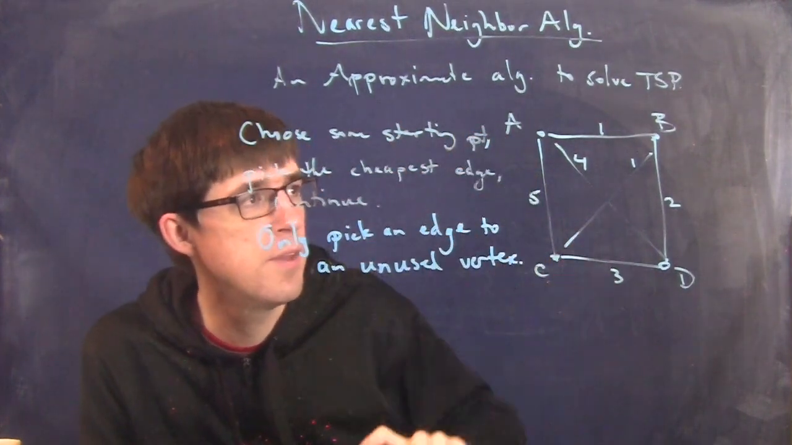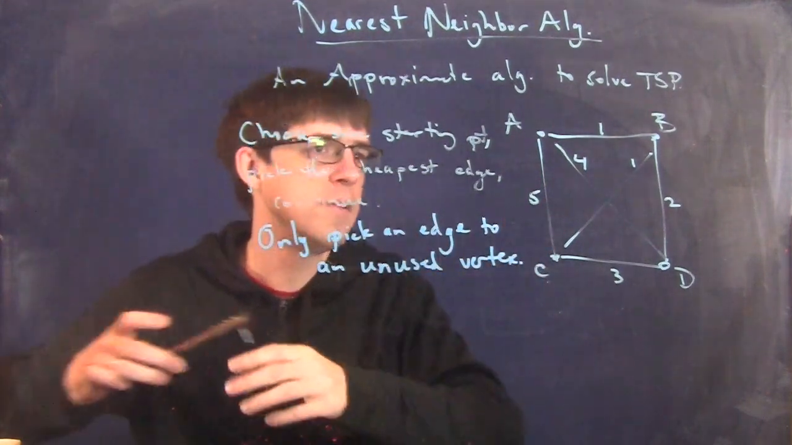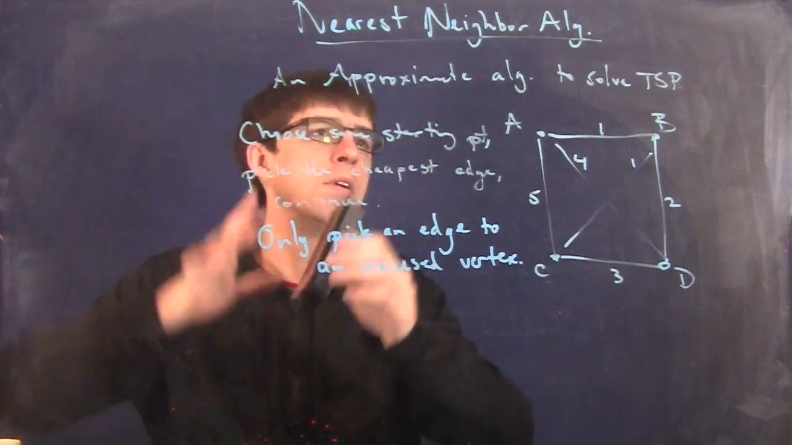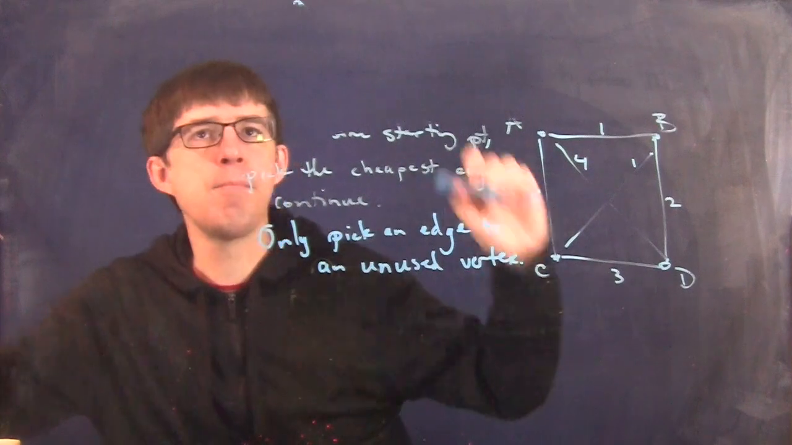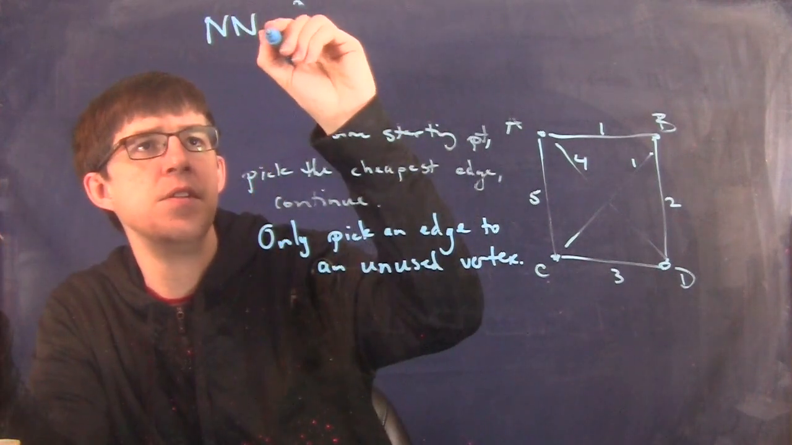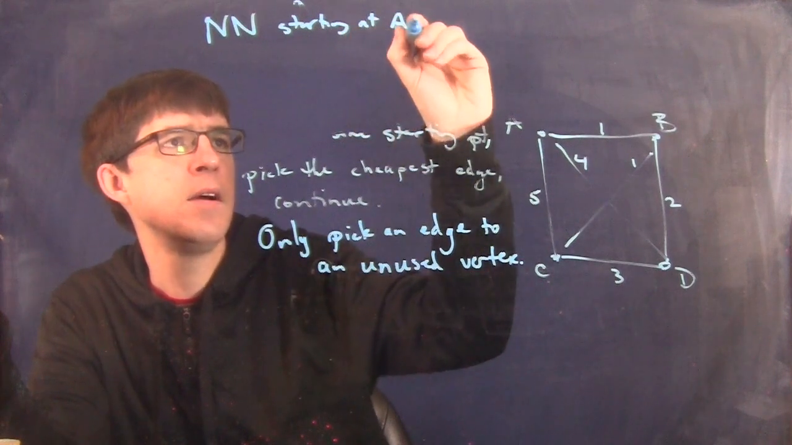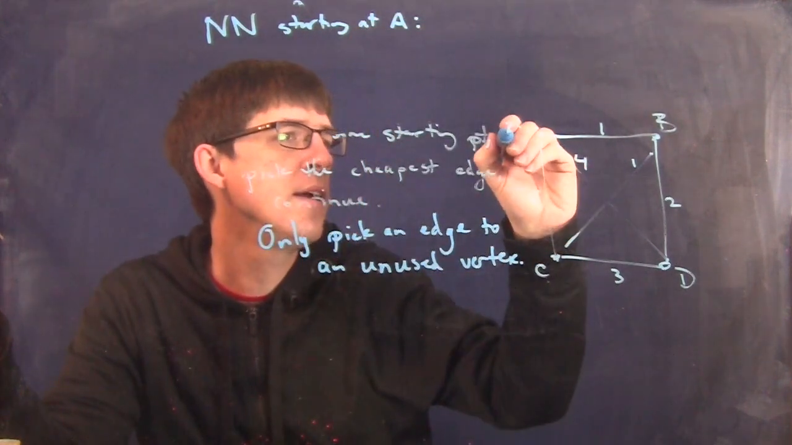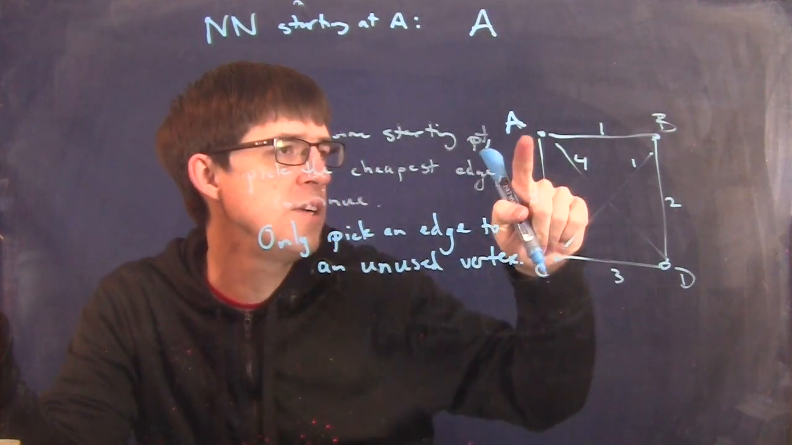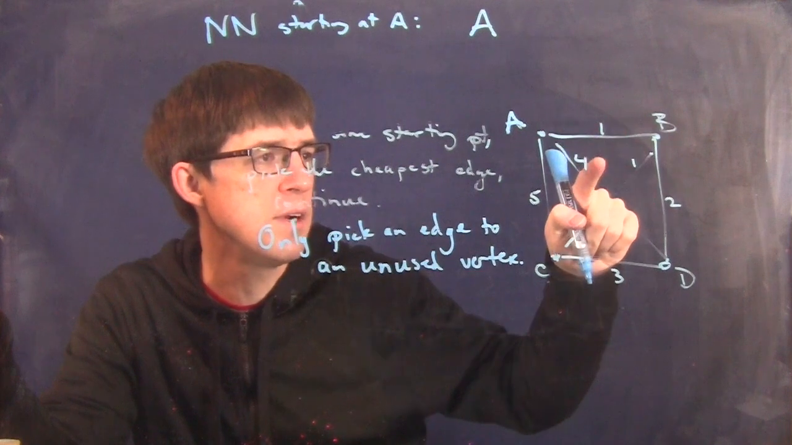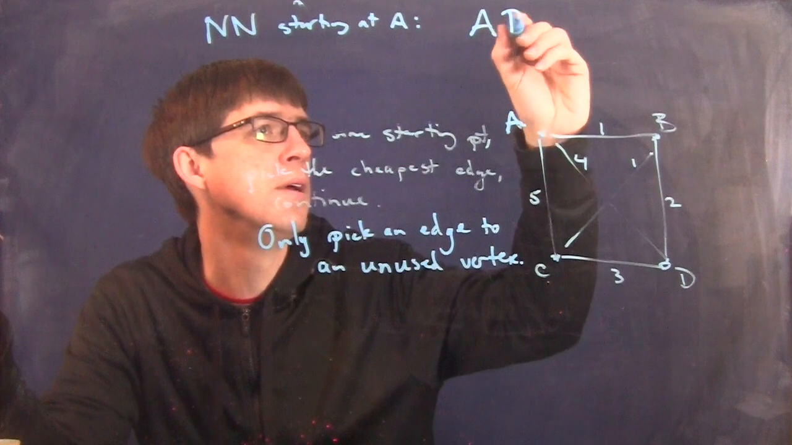Let's just try this example here. How about let's do this starting at A. And sorry, I have to erase some of these words. So I'll just call this the nearest neighbor starting at A. What does this give you? So I start at A, and you look at the picture, and you choose the cheapest edge from A. And I have three options, right? The 1, the 4, the 5. I choose the 1 because that's the cheapest. So next I go to B, A to B.